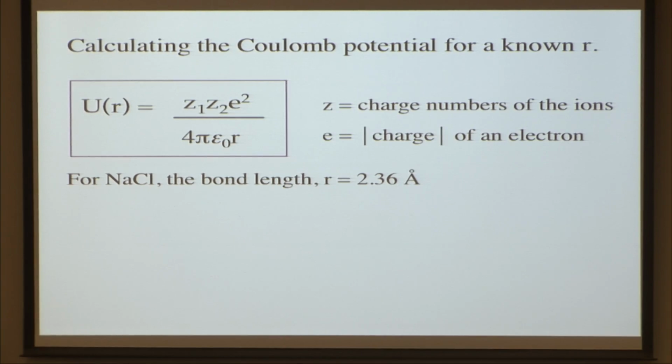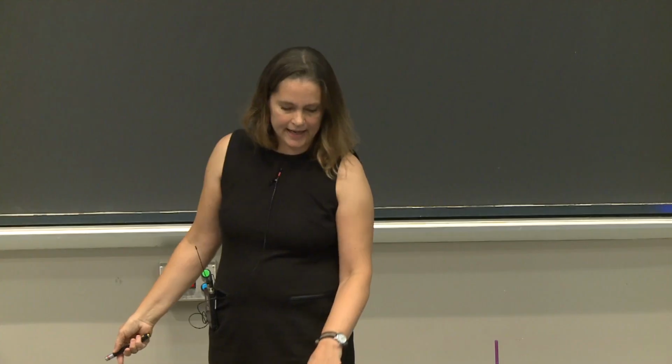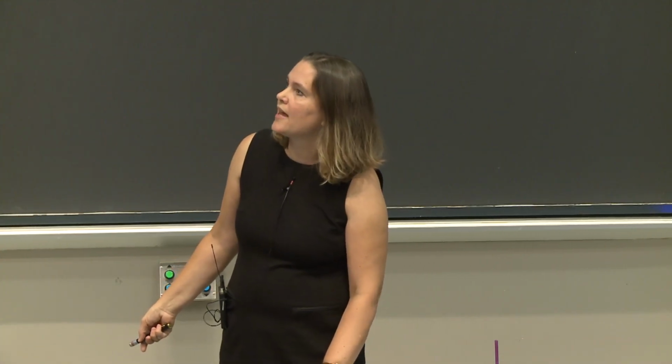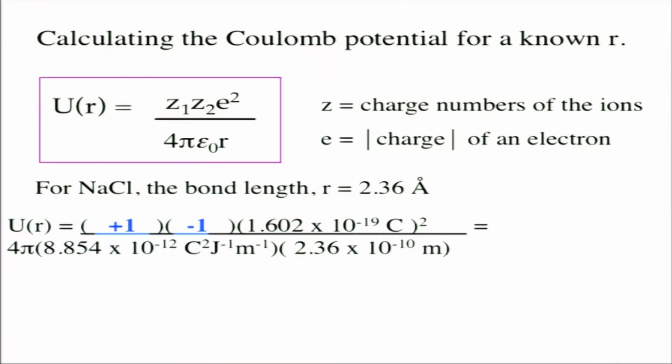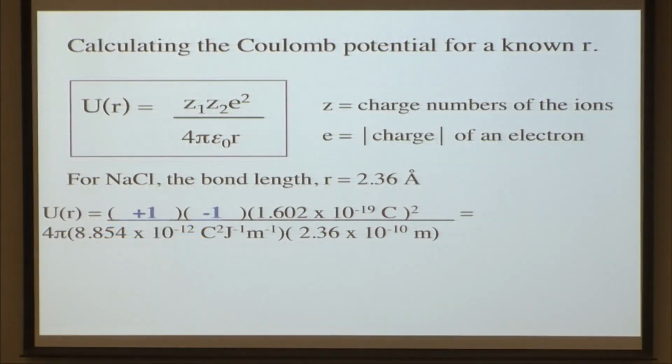And for NaCl, the bond length, or the distance between Na+ and Cl-, is 2.36 angstroms. So we can use that and just plug it into the equation. And we have plus 1 for the sodium, minus 1 for chloride. So overall, this will be a negative term. And if you work out the math, it's minus 9.774 times 10 to the minus 19th joules. And we have 3 significant figures.